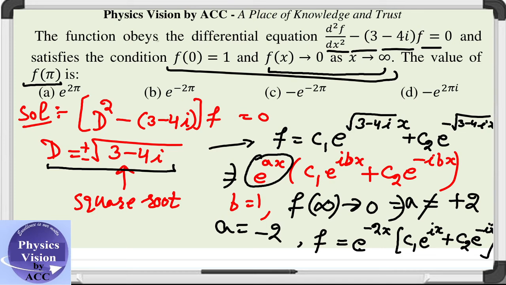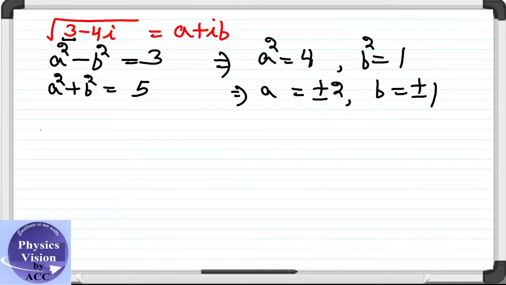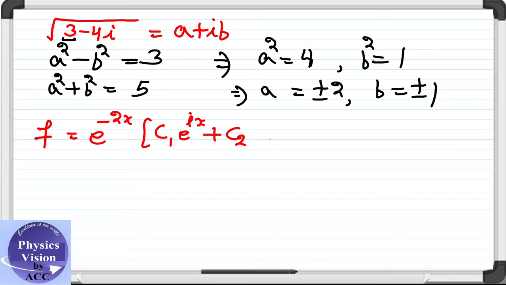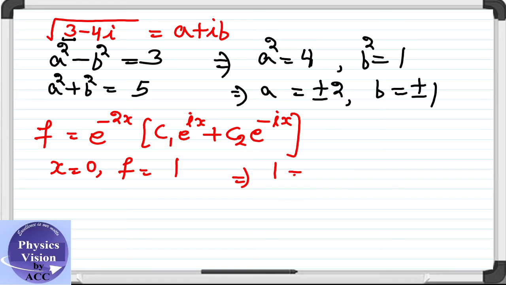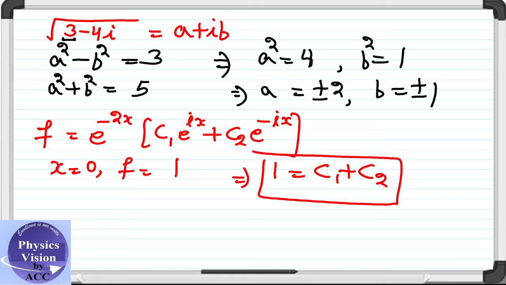There is one more boundary condition, that at x equal to 0, f is equal to 1. Now we'll use that boundary condition. Let me write down the function again, which is e raised to the power minus 2x, times c1 e raised to the power ix plus c2 e raised to the power minus ix. Using x equal to 0, f equal to 1, we have 1 equal to c1 plus c2. That's it.